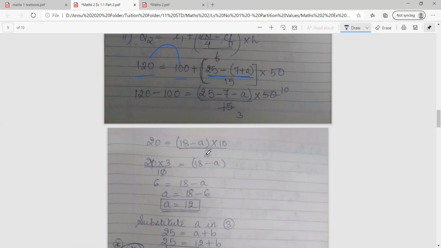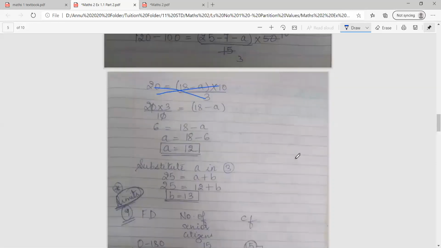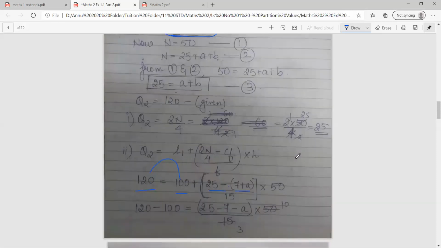Now I have done cross multiply, took 3 to the other side and brought 10 down. So 20 into 3 upon 10 is equal to 18 minus A. On cutting, I am left with 6 is equal to 18 minus A, so A is equal to 18 minus 6, which gives you 12. Now remember class, what was our equation number 3? 25 is equal to A plus B.